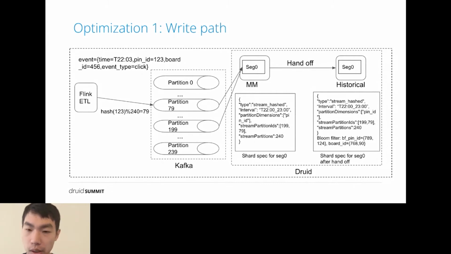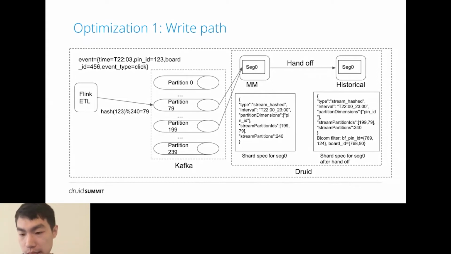Let's say after 1 hour, a handoff happens. Segment 0 will be written to S3, and one of the historicals will pick that up. Here, one more piece of metadata is added, which is the Bloom filter for ping ID. In this example, it means events with ping IDs 789 and 124 are included in this segment. Actually, I think there's a typo here. It should be at least 123 included in the BF ping ID. I'll correct that afterwards, but you get the idea. Also, we can create multiple Bloom filters to help with other queries as well.